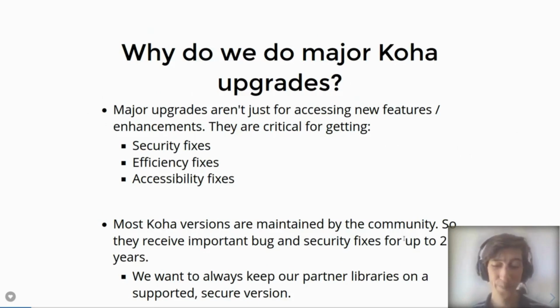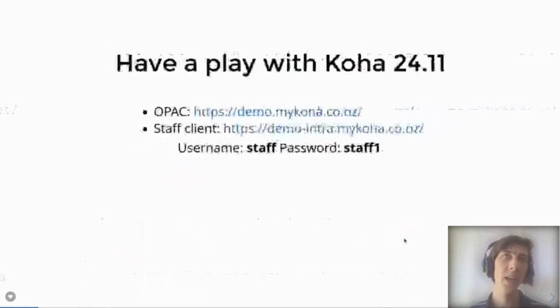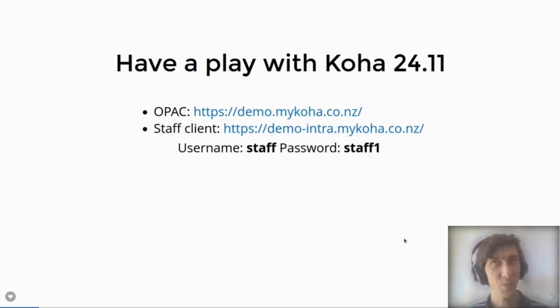So we're going to talk about the new features in 2411. If you'd like to have a play around with them after this session, the Catalyst demo site, which we've got the OPAC URL and the staff client URL with the logins, is running 2411. We upgraded it last week, and it's available for you to have a play around with any of the new features we talk about. Don't worry about breaking the site. It's refreshed every night, so anything you do will be gone by the next morning.